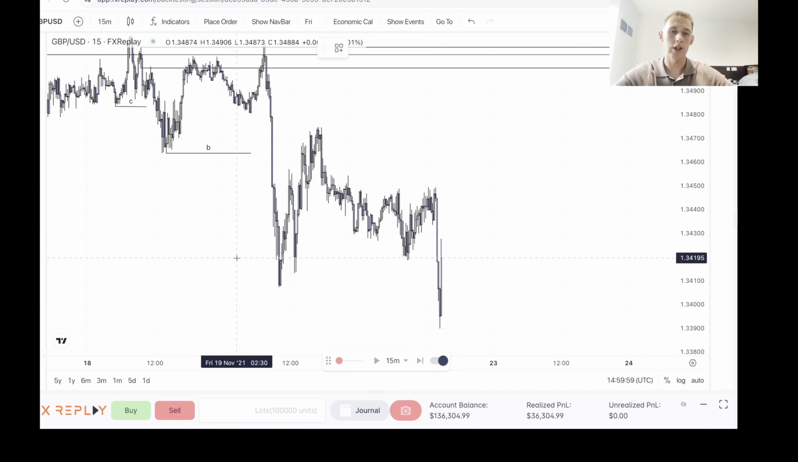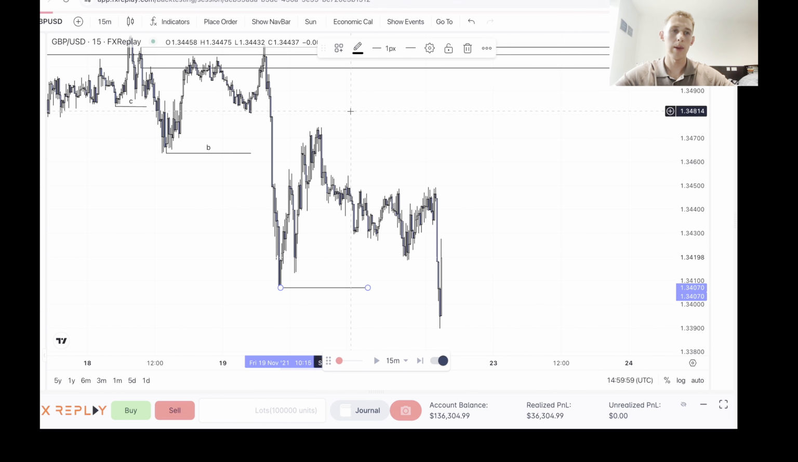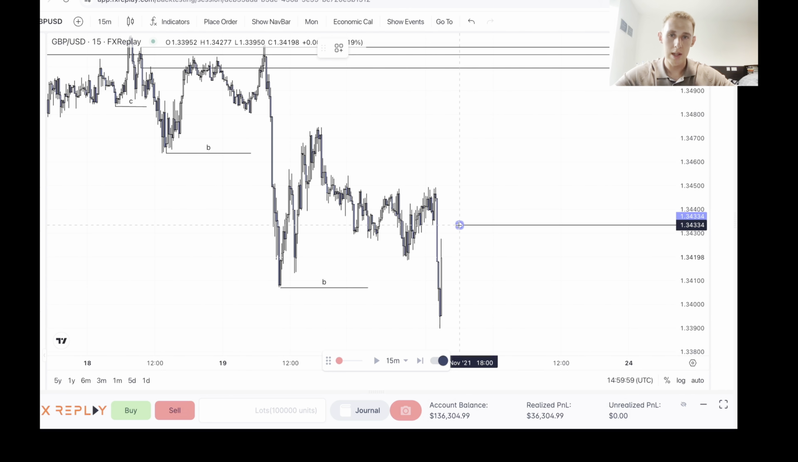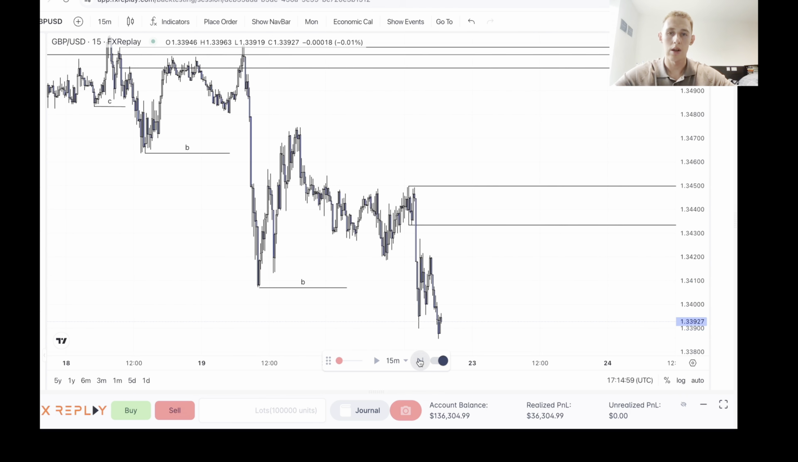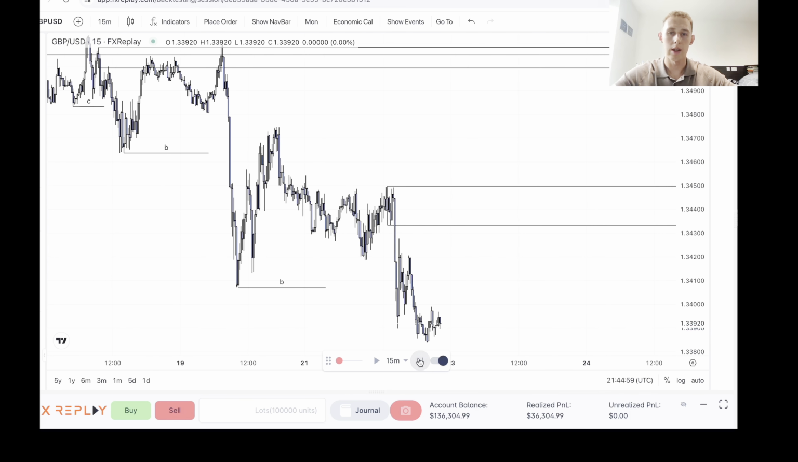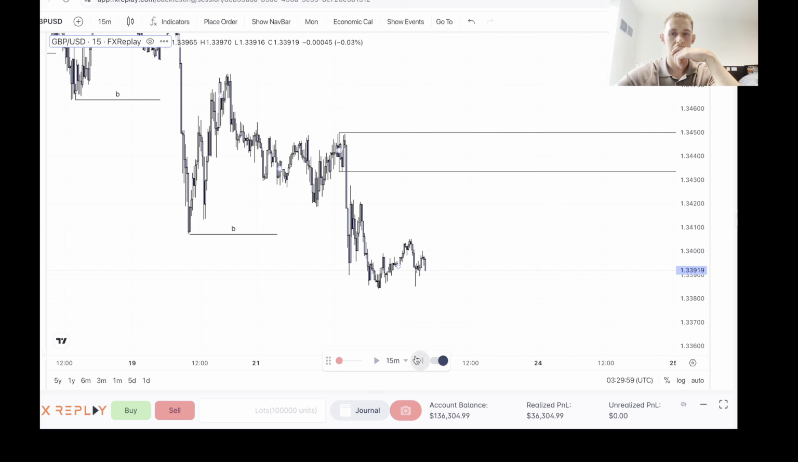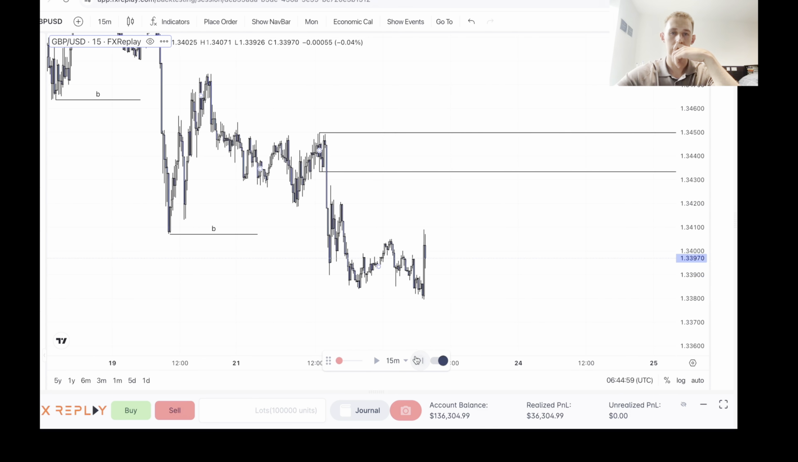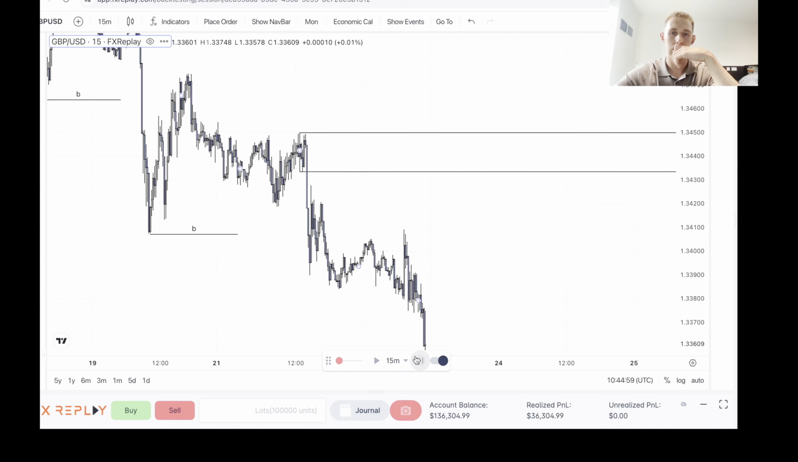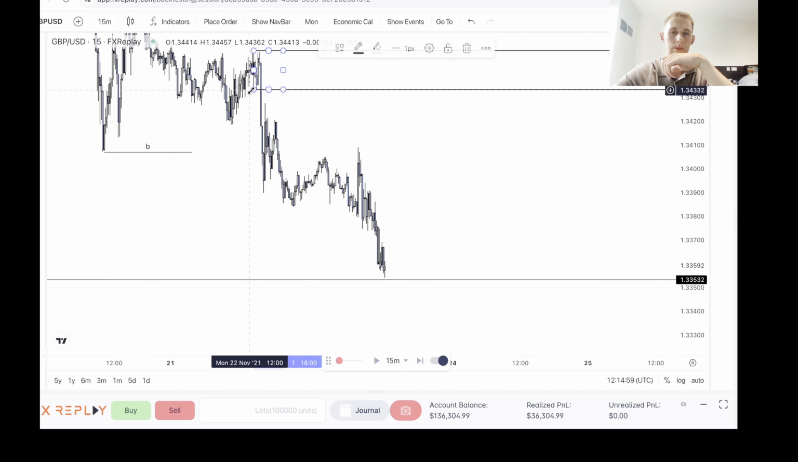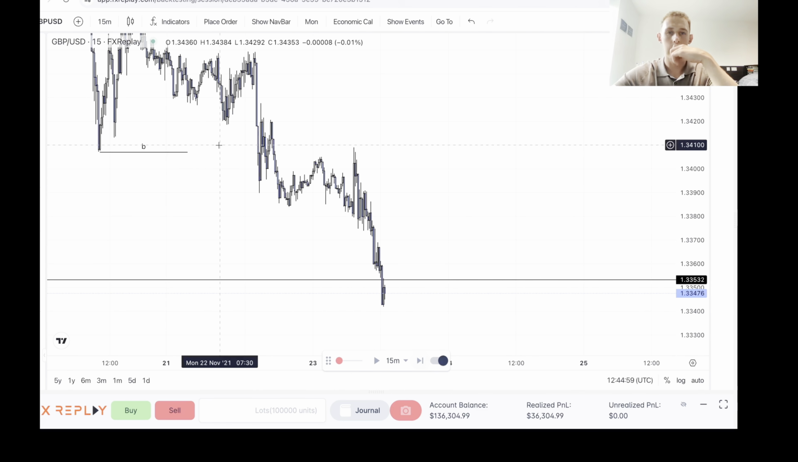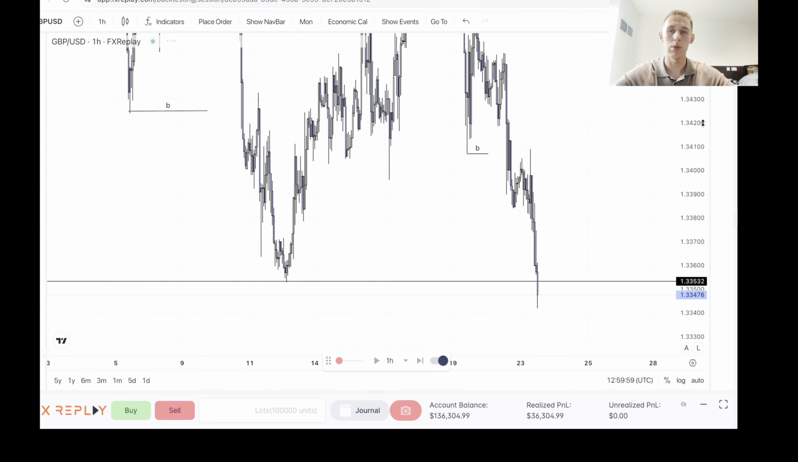Okay, price did break structure again though. So from here we could see it maybe come into this region or come up higher and take out some of this liquidity. It doesn't look like it's pulling back. Yeah, so there we go. The low was taken, no pullback into our zones.